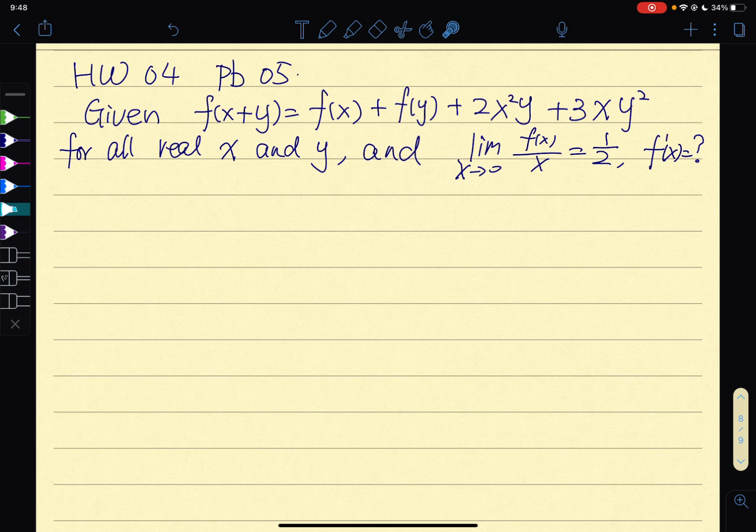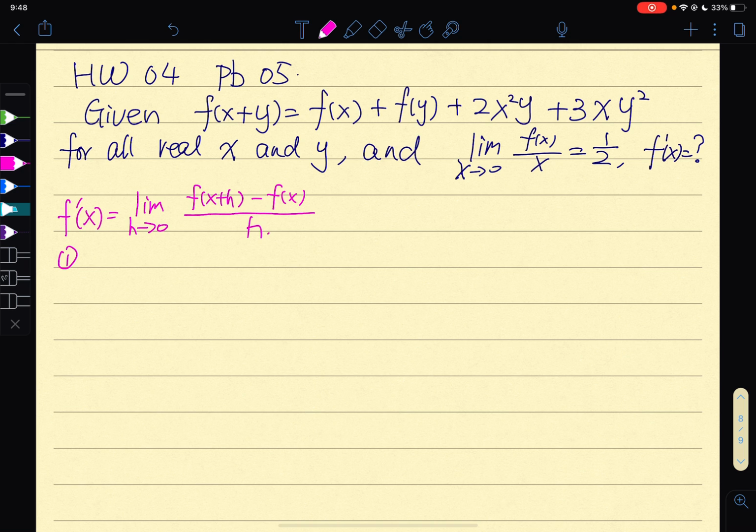Since it doesn't tell you what my original function is, the only thing I can do is go through the calculation of the definition, where they give me some kind of limit expression. So according to that, I have f of x plus h minus f of x over h. First things first, what is f of x plus h?